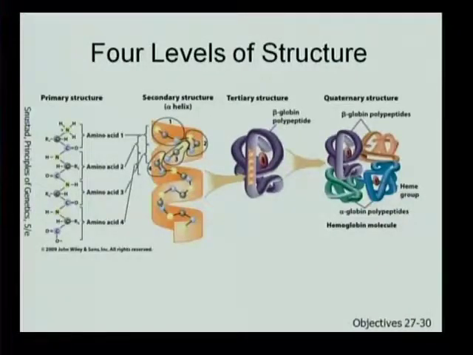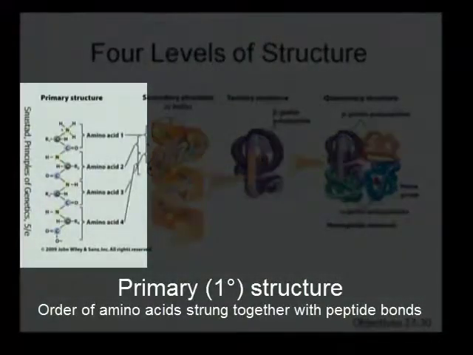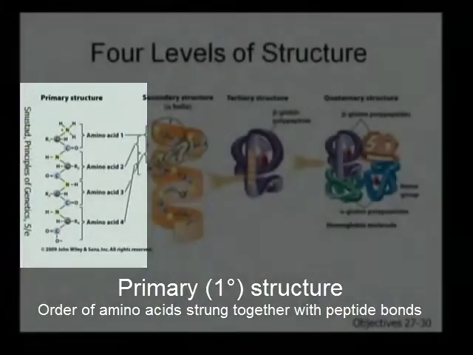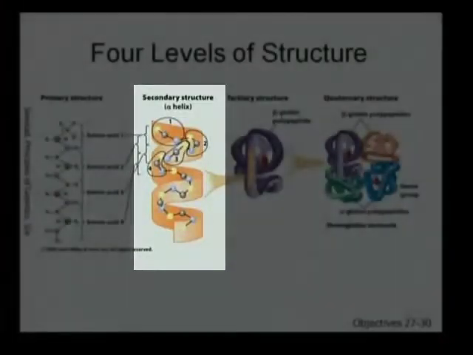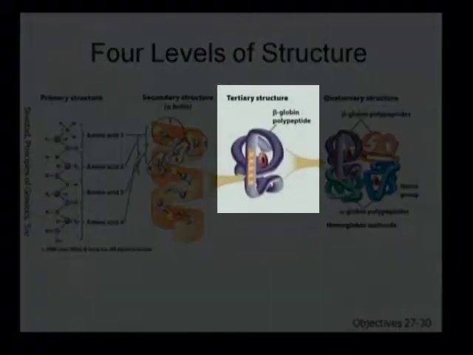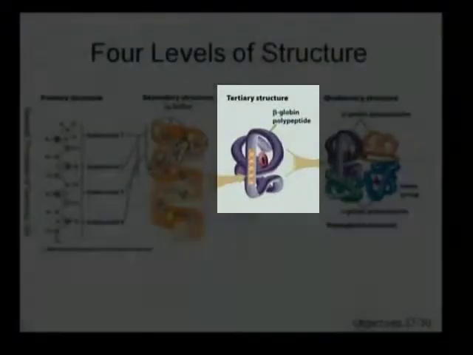So here are the 4 levels of structure that we need to learn, each with their own objective. This is the same thing as was on the previous slide, but just looking at it in a slightly different way. Primary structure, the order of amino acids in a protein. Secondary structure, either an alpha helix or a beta-pleated sheet. Tertiary structure, which is how we put those secondary structures together into a 3-dimensional arrangement.